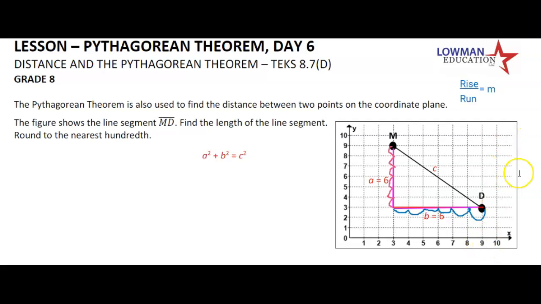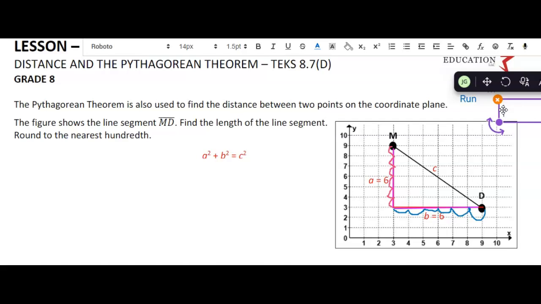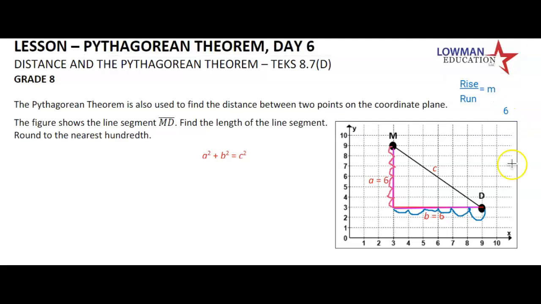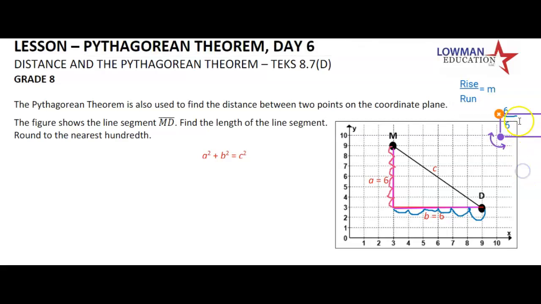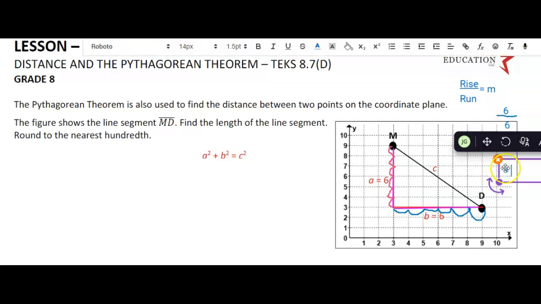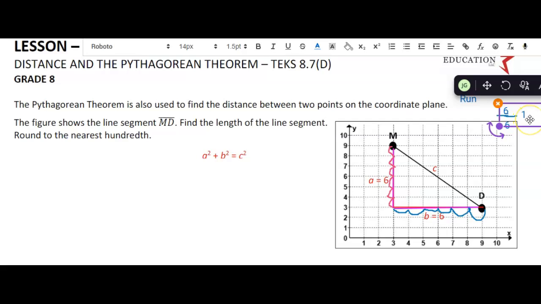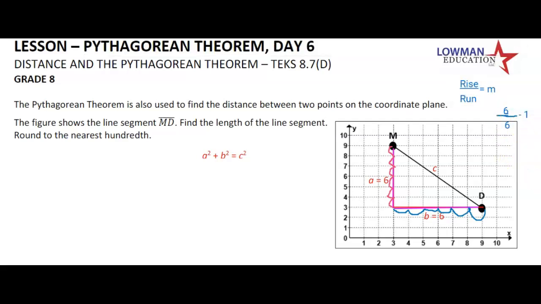Now very similarly to what you learned with rise over run, you would put that as 6 over 6, and that would simplify to 1. So you would have a simplified slope of 1. Now, since it is decreasing, that is going to be a negative 1. Okay? So that's what we learned when we were doing our slope.